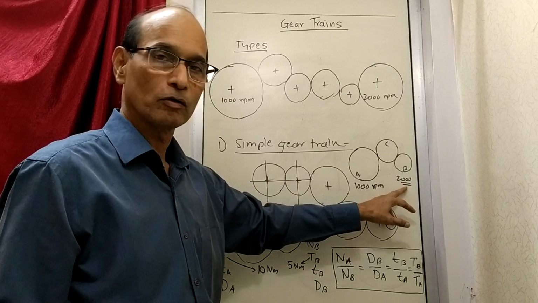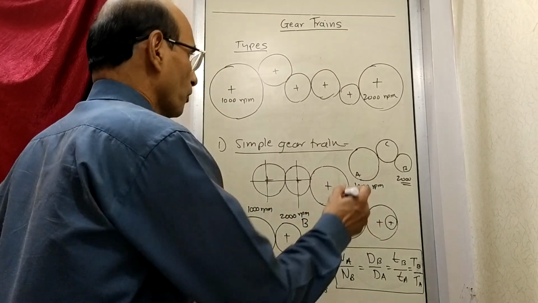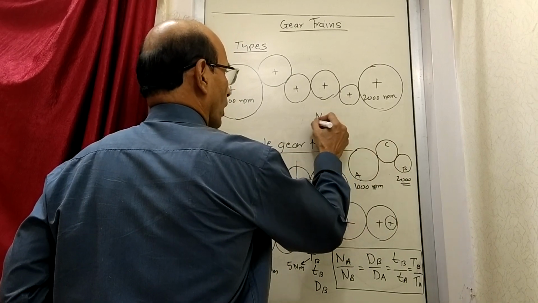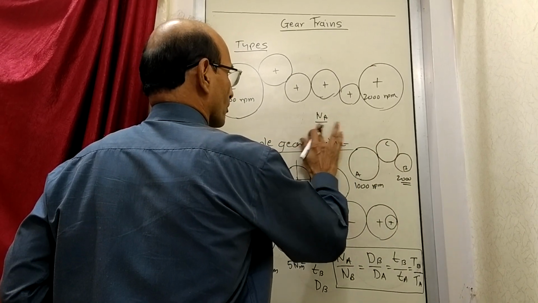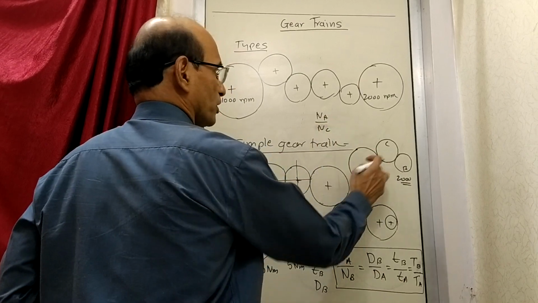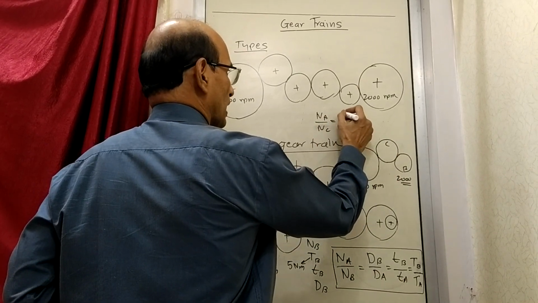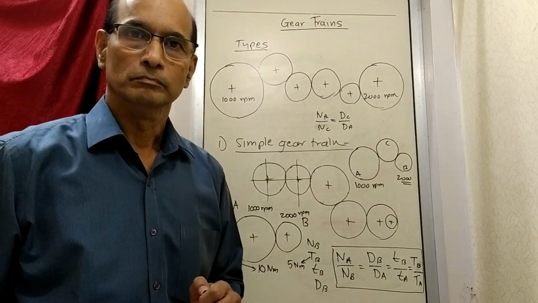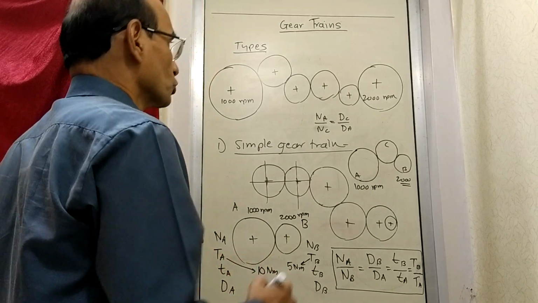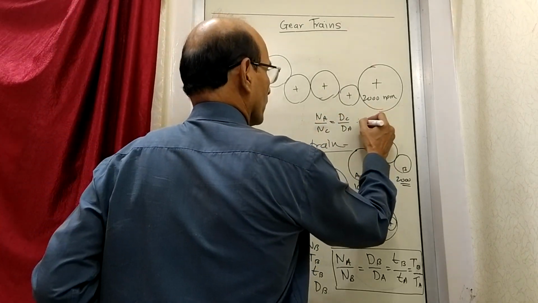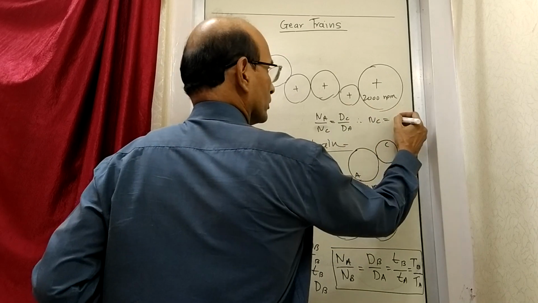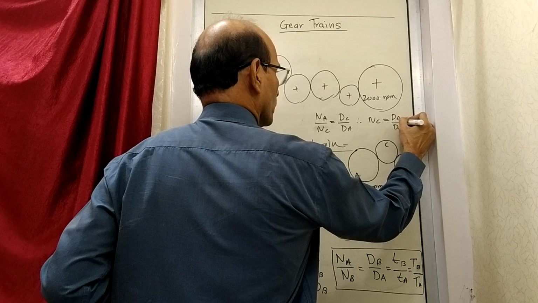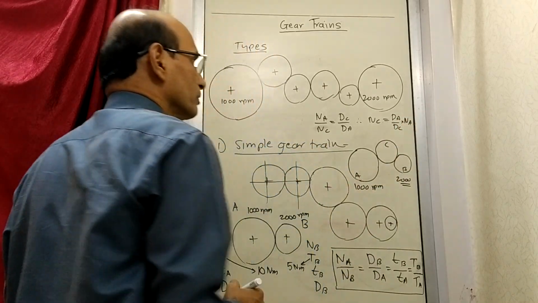Now we want to find out the speed of this. So first take this pair. How do you write this pair? Speed of A upon speed of C equal to diameter of C upon diameter of A. So the speed of C will be dA upon dC into NA. This is the speed of C.